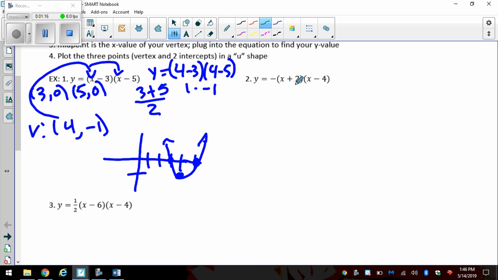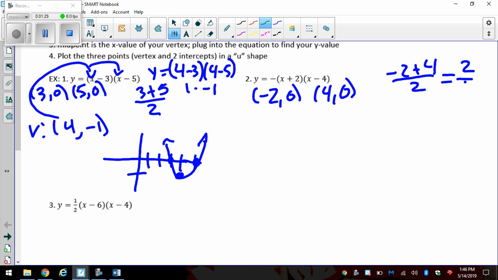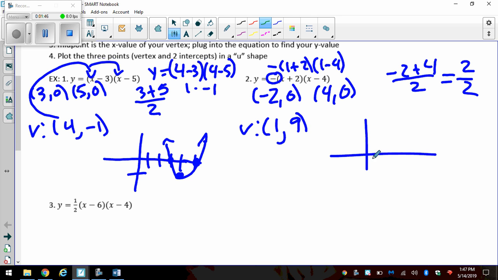Example 2. So your intercepts this time should be (negative 2, 0) and (4, 0). Again, to find your midpoint, I'm going to add those numbers and divide by 2. My vertex x value is 1. I plug it in up here into the equation to figure out what my y value is. That should be 3 times negative 3 times negative 1, which should be a positive 9. My A is negative, so when I graph these, they should be pointing down.